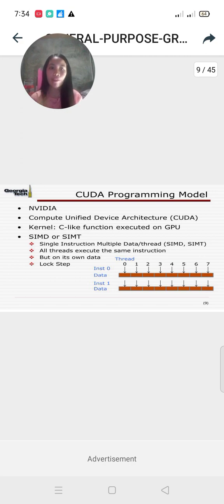Okay, CUDA thread hierarchy. Each thread uses IDs to decide what data to work on. So each thread uses IDs to decide what data to work on. So that's it. Okay. Next is there are three-dimension hierarchy: thread, block, and grid. Okay.